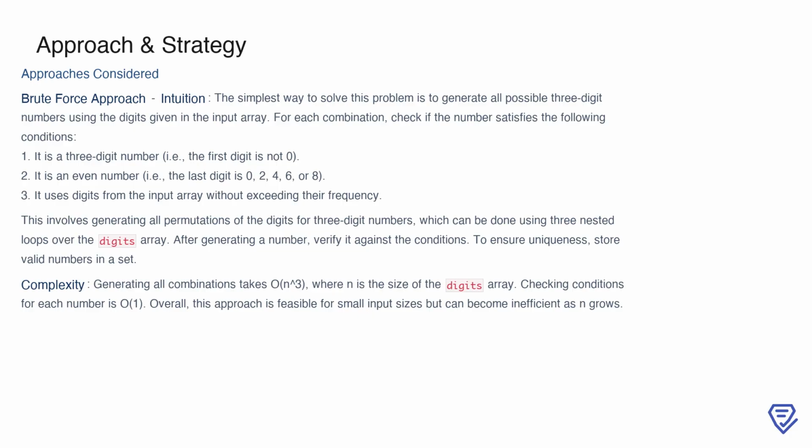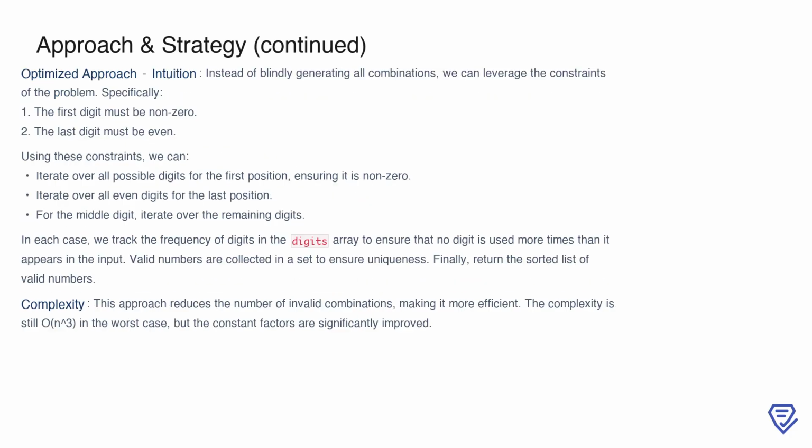To achieve this, we can use three nested loops to systematically generate permutations of the input digits, check each generated number against the conditions, and store unique valid numbers in a set. However, while this approach is simple and intuitive, its computational complexity is n cubed, where n is the size of the digits array. This makes it feasible only for small input sizes, as generating and checking all combinations quickly becomes inefficient for larger inputs.